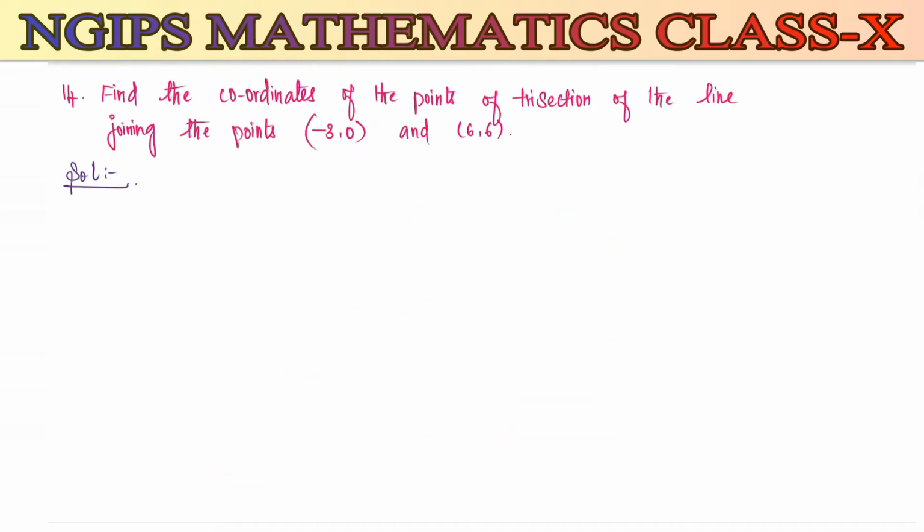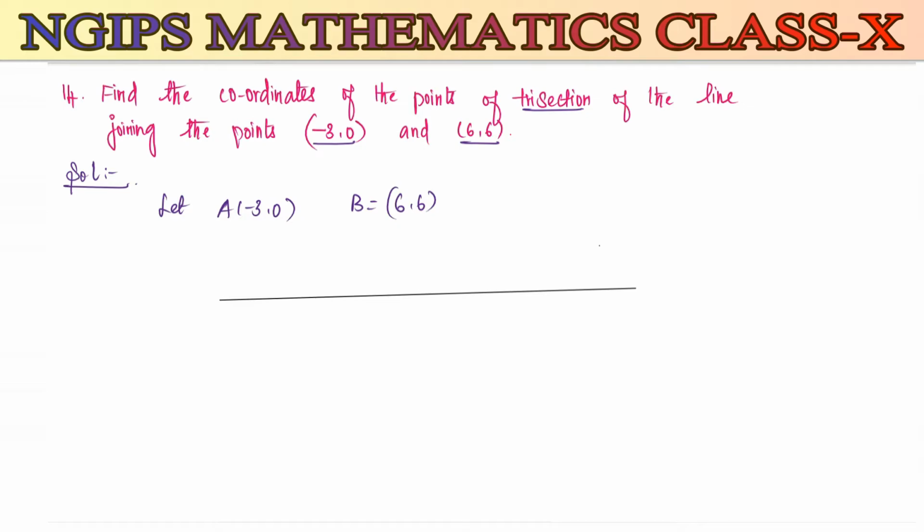Here they have given the 14th question. Find the coordinates of the point of trisection of the line joining the points minus 3 comma 0, 6 comma 6. So here the point of trisection, it is nothing but, when you consider the points A and B, let A point be minus 3 comma 0 and point B we have 6 comma 6. I am going to draw the line segment here and plot the points. This point is A, minus 3 comma 0, and we have the point B, 6 comma 6.